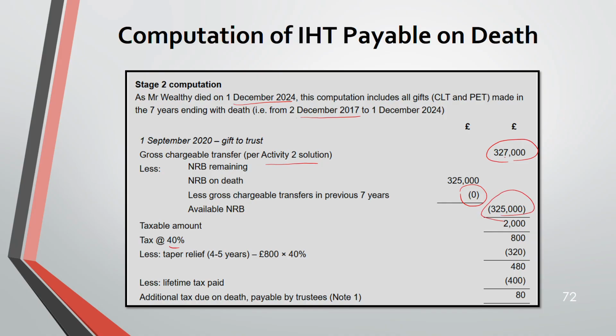Now the tax is at 40% because it's a death rate, and you are going to get taper relief. He was alive for 4 to 5 years, so taper relief is 40% on the tax. And then the lifetime tax already paid. This we have calculated in activity 2. Okay, that we are deducting now. So this is the additional tax paid.